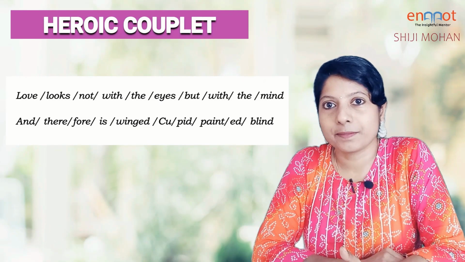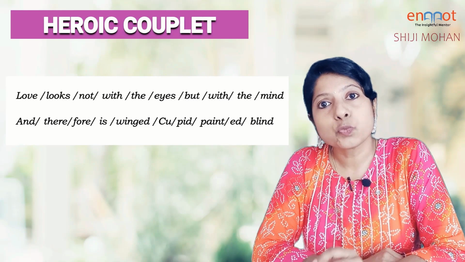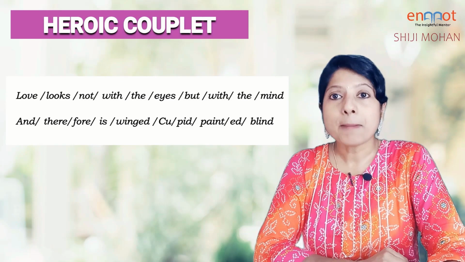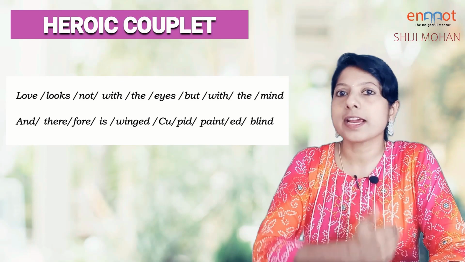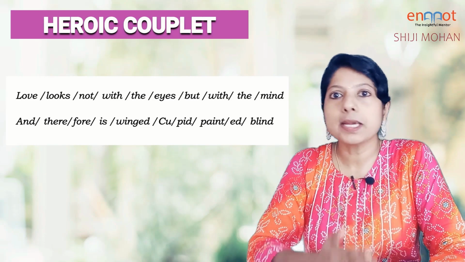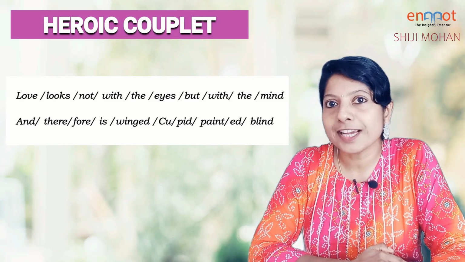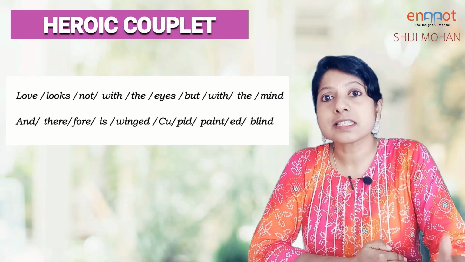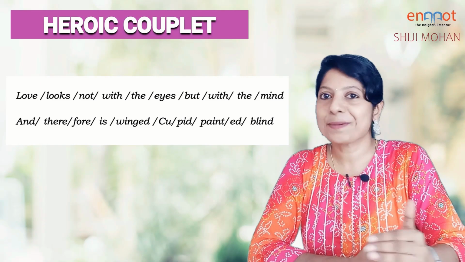It has end rhyme. End rhyme means the last words in each line rhyme. So it is mind and blind. They rhyme. Hence this is an end rhyme, or you can call it a rhyming couplet, because a pair of lines with end rhymes is a rhyming couplet, and also it has a specific meter, that is iambic pentameter.